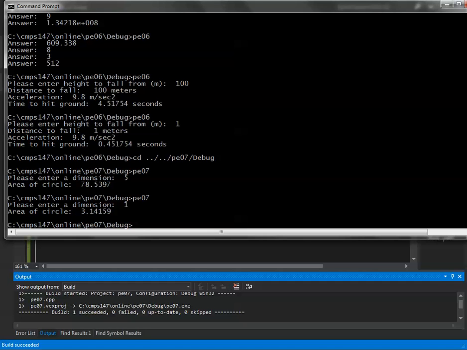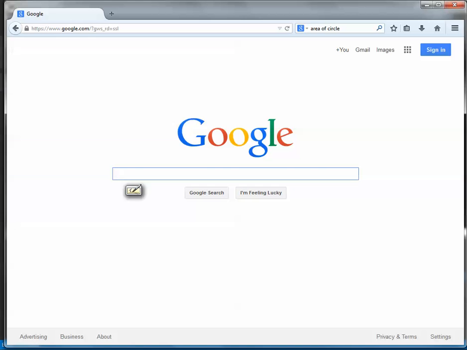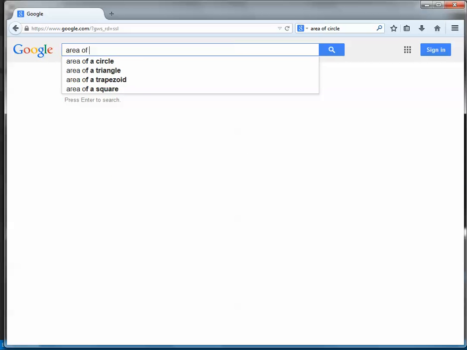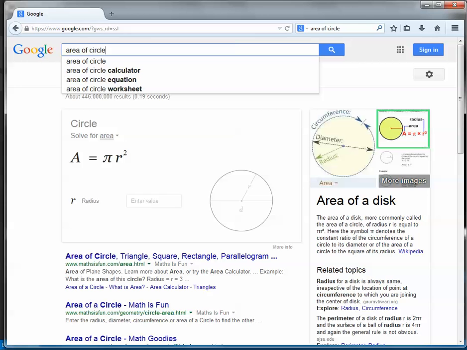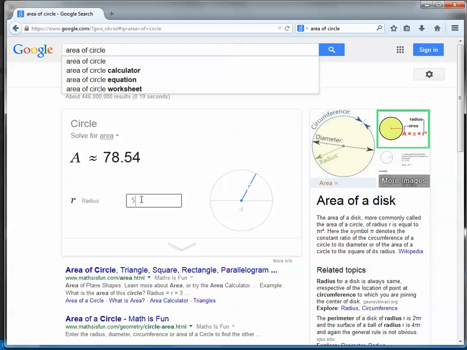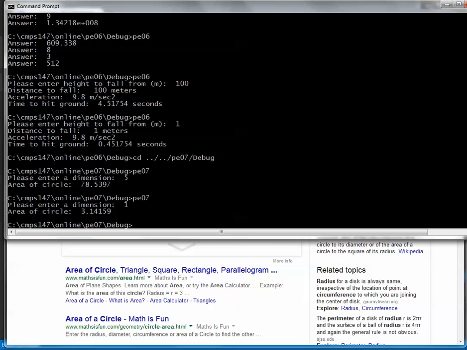A lot of these type of questions are very easy to get a real answer to just online. So if I just type in area of circle, I immediately get a circle calculator. And so I can type in 5 and make sure that I see 78.54. And if I look back at my number, 78.5397, certainly that rounded to 78.54.